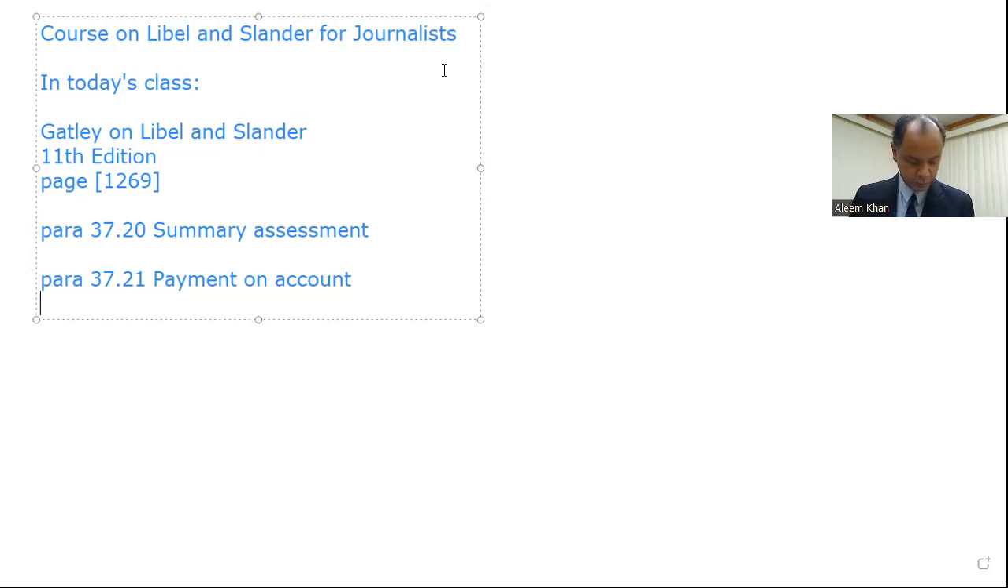Payment on account. CPR empowered a judge who has ordered a party to pay costs at the end of the trial to order an amount to be paid on account before the costs are assessed. It has been stated that the court should normally order an interim payment in favor of the successful party for an amount less than the likely full amount of assessed costs. But in exercising its discretion, the court could take into account all the circumstances of the particular case, including whether the unsuccessful party wished to appeal and the financial circumstances of the parties.